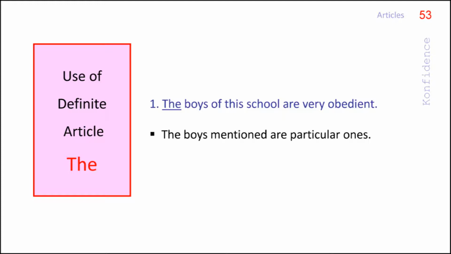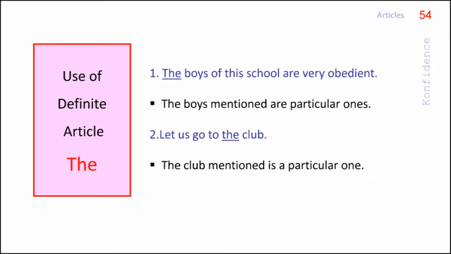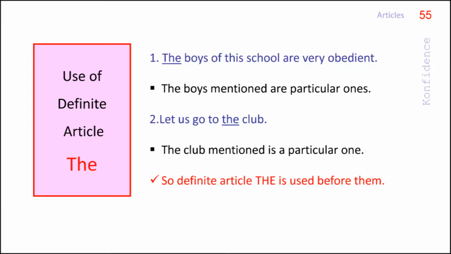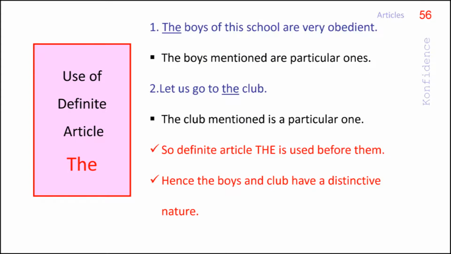See the first two examples. The boys mentioned in the first sentence are particular ones. They are not any boys, but boys belong to a particular school. So they are special. Hence, definite article the is required. The club in the second sentence is a particular one. So, definite article the is used before them. Hence, the boys and club have a distinctive nature. They are not used in general sense.